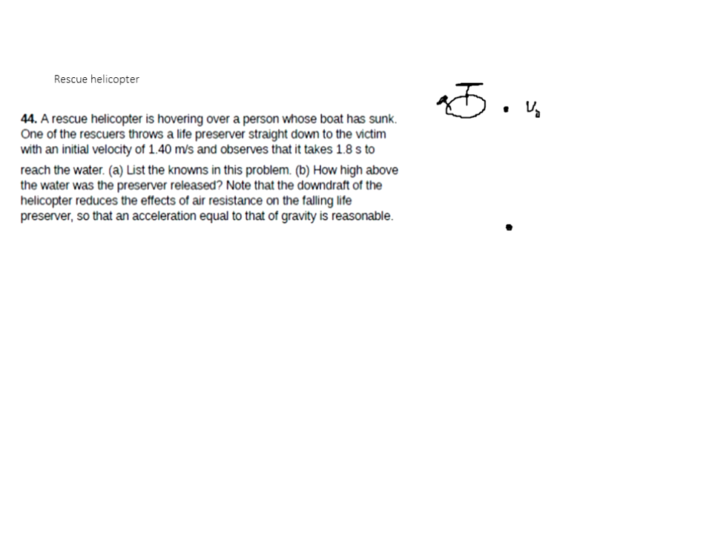So in this case, V0, and this is where I think a lot of people made a mistake. So straight down at 1.4 meters per second, so that means negative 1.4 meters per second. We don't know what the velocity is when it reaches the victim. So there's our life preserver. T initial doesn't matter, the time of day, so we can set that at zero. We know that T final equals 1.8 seconds. So now we need to set up Y initial and Y final.